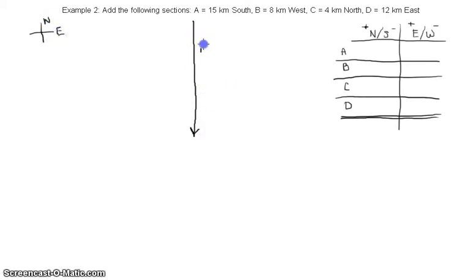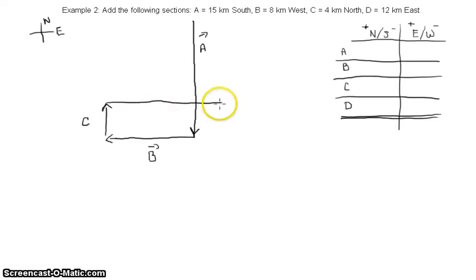So we have vector A here. At the end of vector A, we have vector B, which goes west about 8. Okay, try to draw this as proportionally as possible. Okay, that's what a scaled diagram is referred to. We then go 4 north. There's vector C. And then we go 12 east. A little bit further. And that would be vector D. Okay. We started up here and we ended over here.